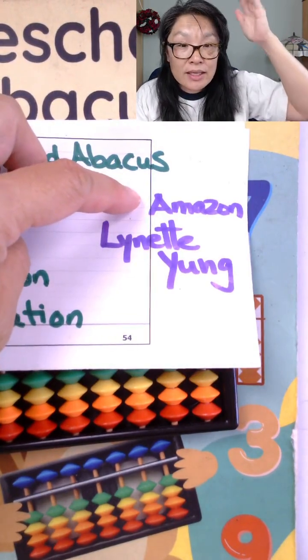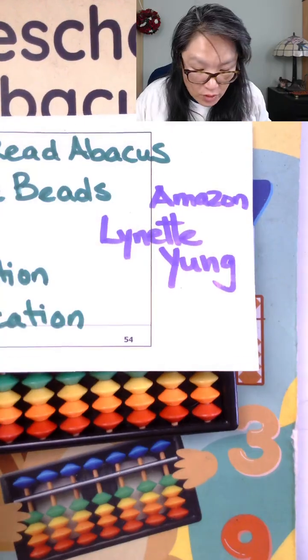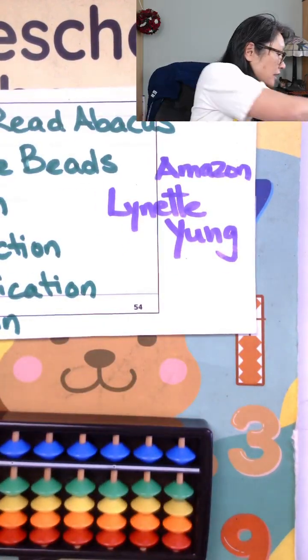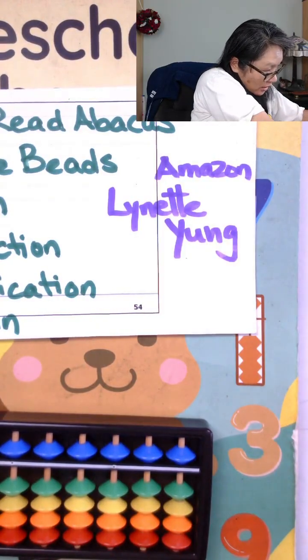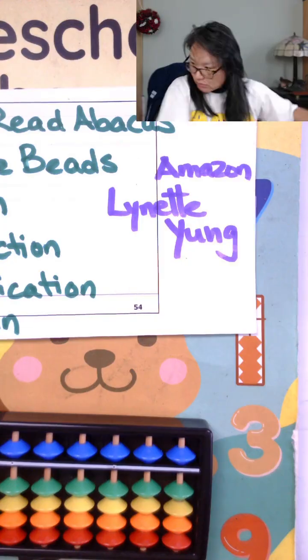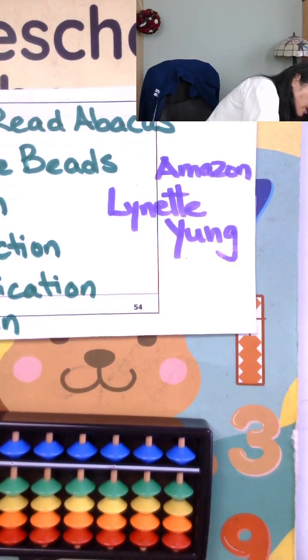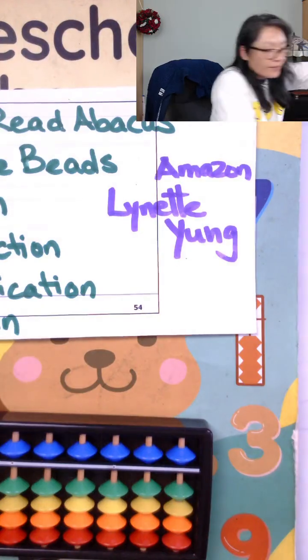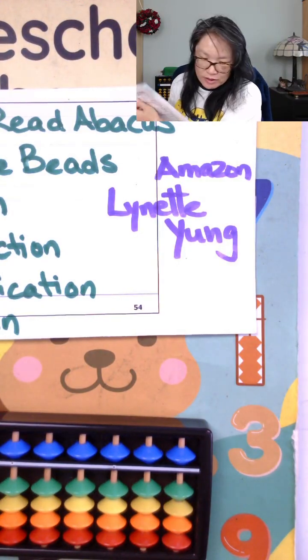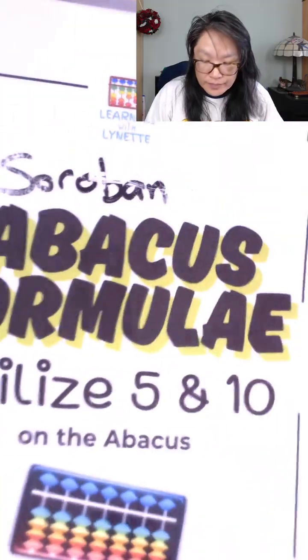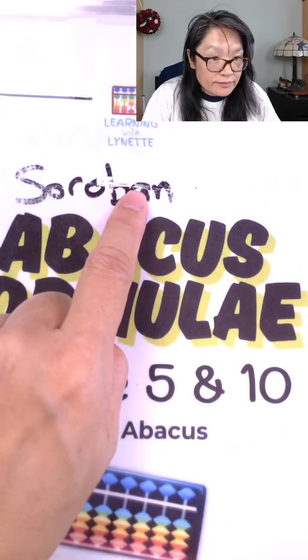My name is Lynette. I have been teaching Abacus for 20 years. What is this called? This is called Abacus. And I'm trying to find, it's called a Soroban. Oh, here. So what I do is I teach Abacus. I don't teach mental math. I teach Abacus. And so it's a Soroban.